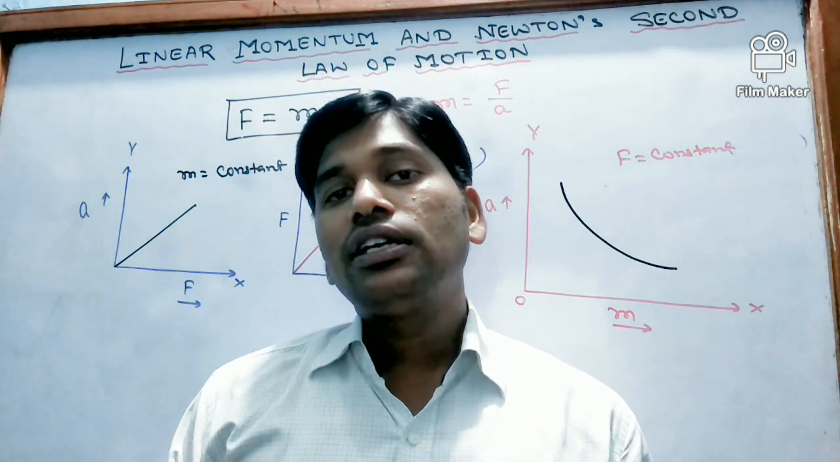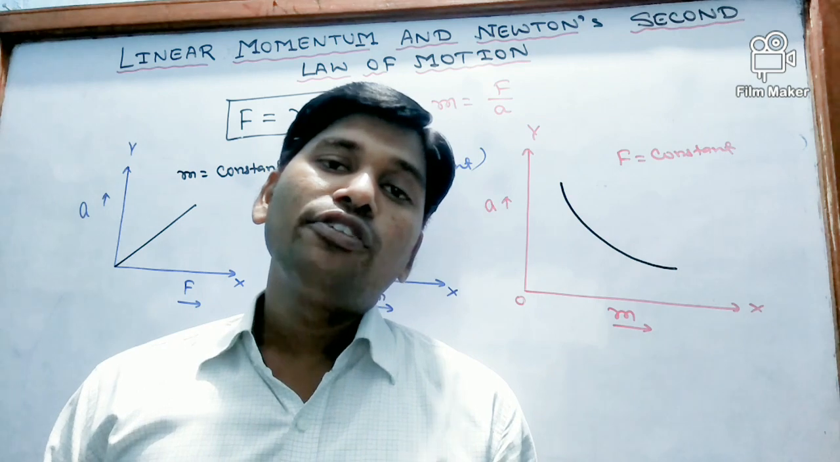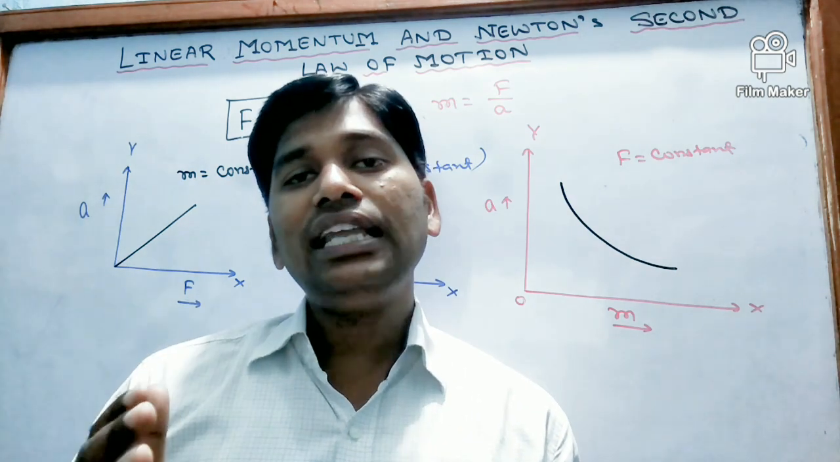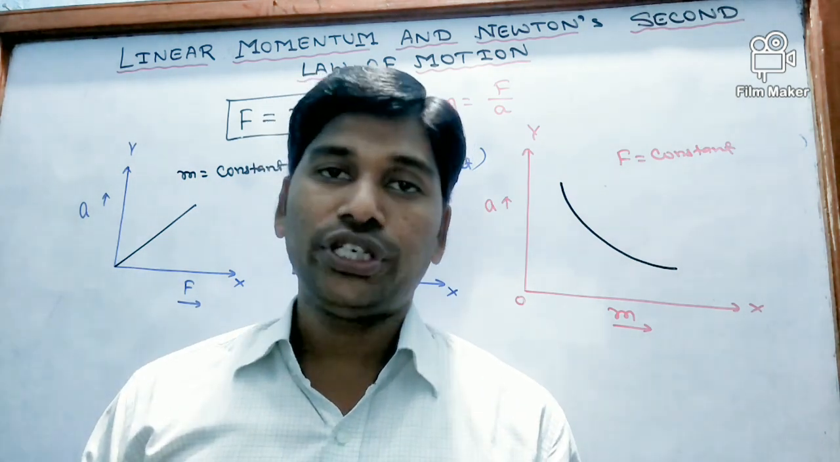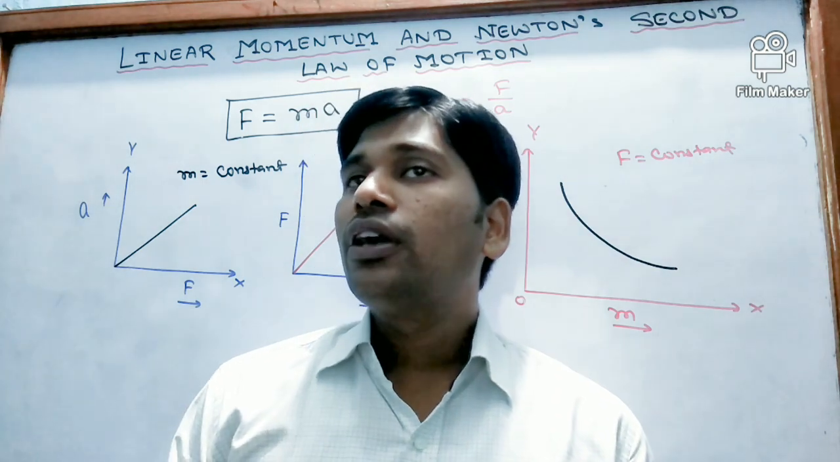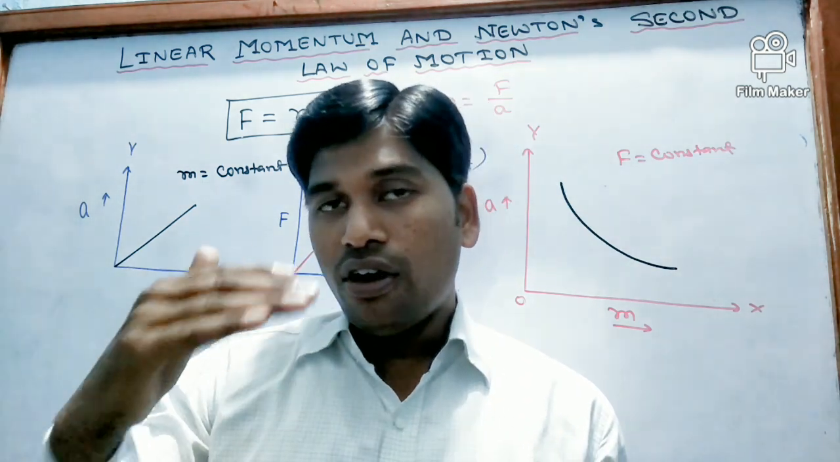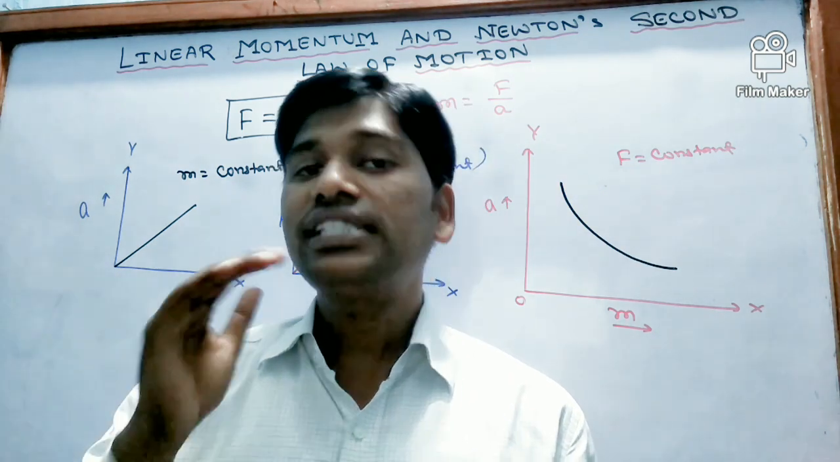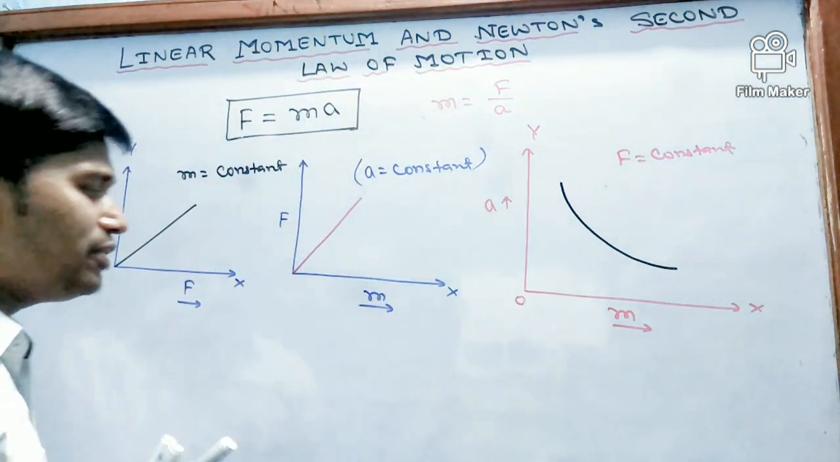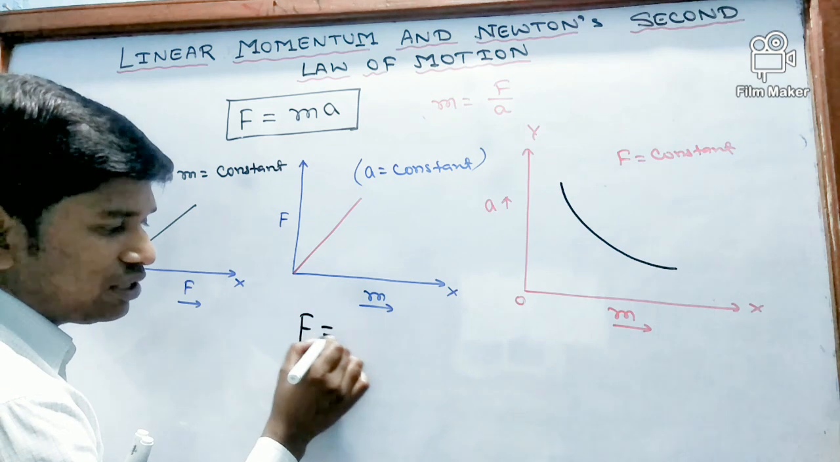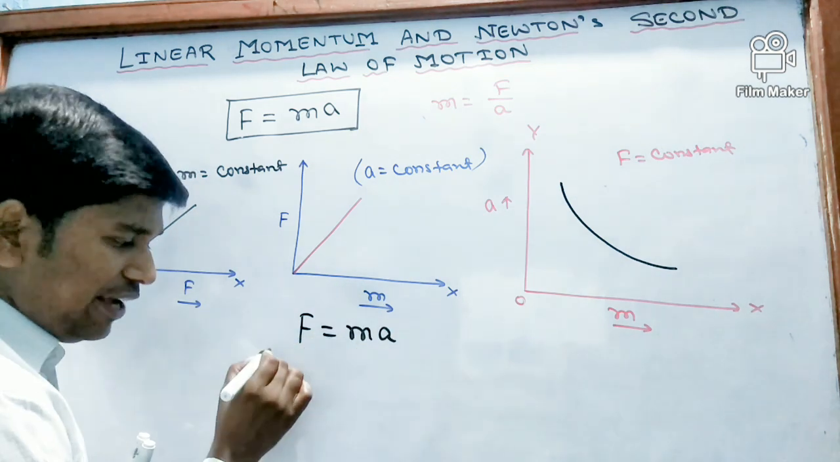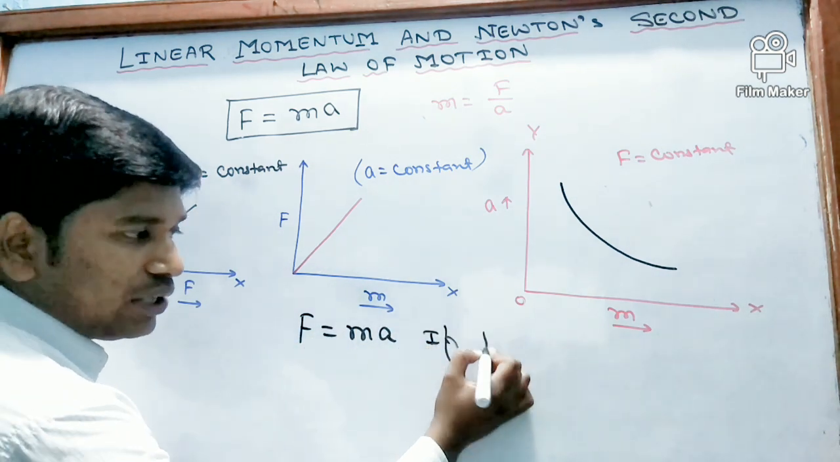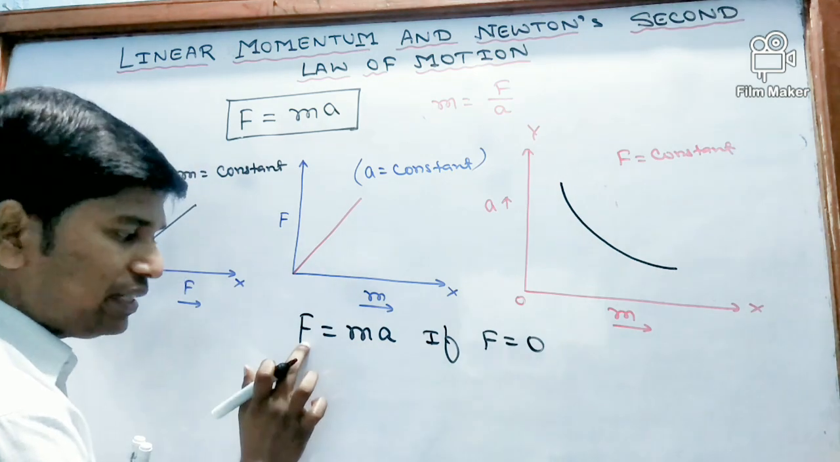It is because the second law contains the first law as well as the third law of motion. Let us see, or let us obtain Newton's first law from the second law. So children, as we got an expression F equals ma, if force equals 0, so what happens?